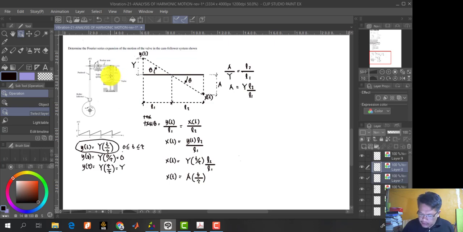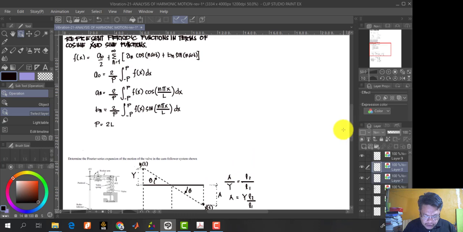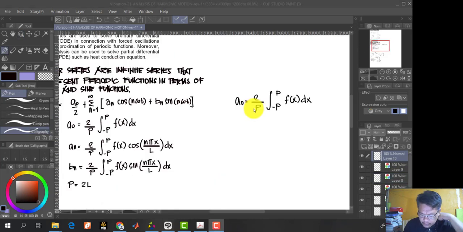Okay, so we have defined that one, so we are now ready to substitute this into our equation. Our general equation will be A0 plus the infinite summation and so on, expressing the cosine and sine functions. In order to do that, first things first, we need to define the values of A0, A sub n, and B sub n. So let's start by determining the value of A sub 0. This is our equation.